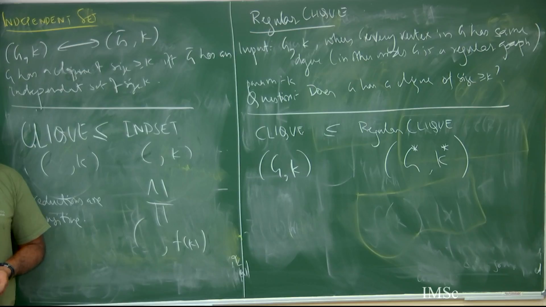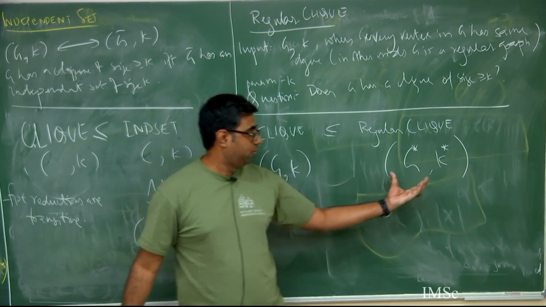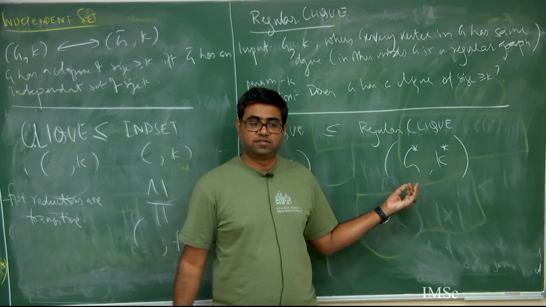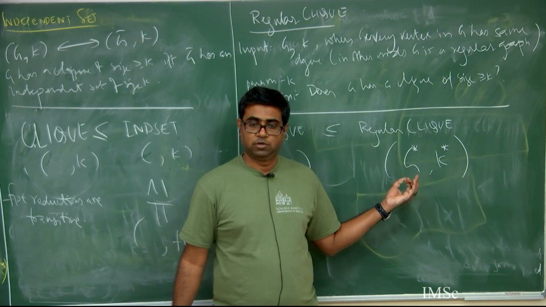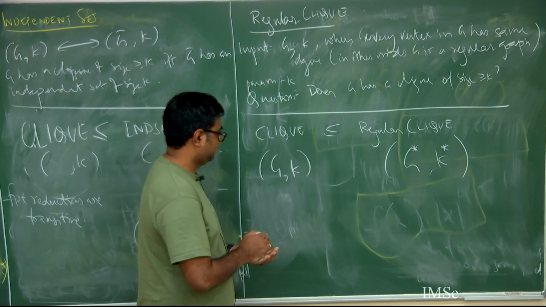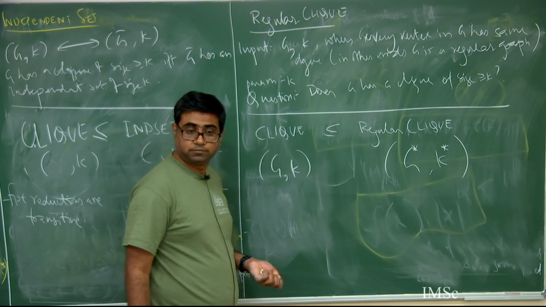So how do we reduce this? All we have to do is to start from an instance of a graph and obtain another instance G star for the clique where every vertex in G star has the same degree. Okay, is the goal clear? Any idea?